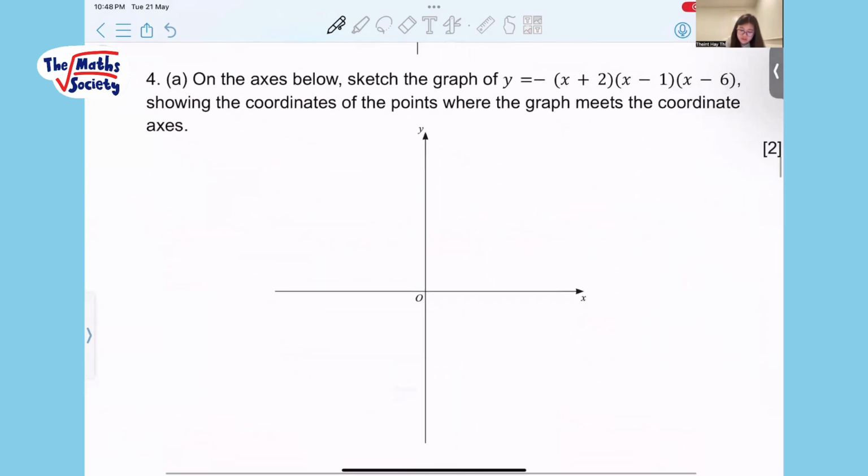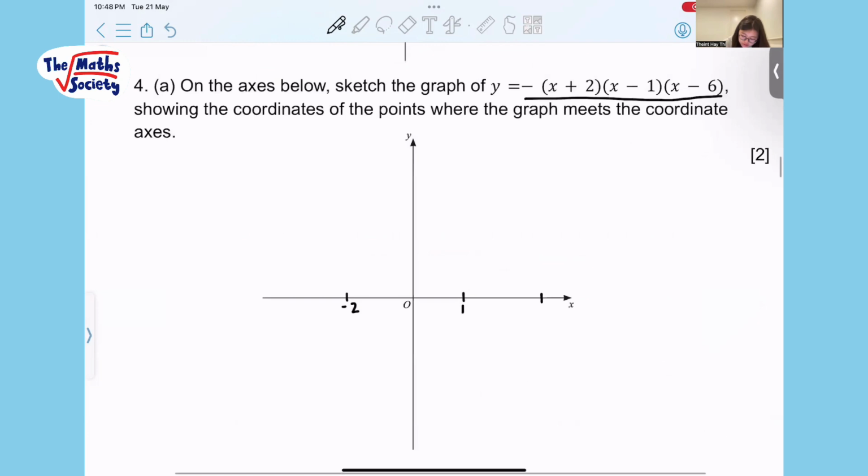And then we have this one, which is 4. This is a graph to sketch the graph of y equal to minus x plus 2, x minus 1, x minus 6. So firstly, we can write down the x-axis first, which is plus 2. It means it's going to be -2. And then you have -1, which is 1. And -6, which is going to be 6.